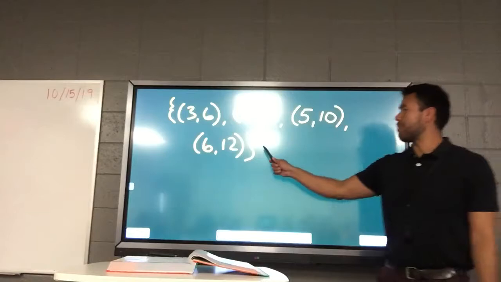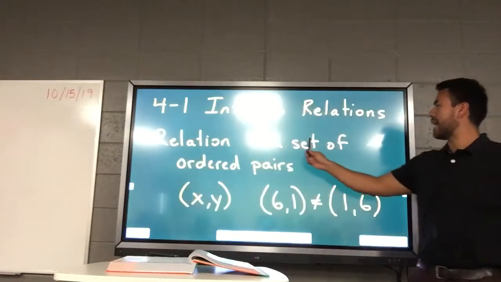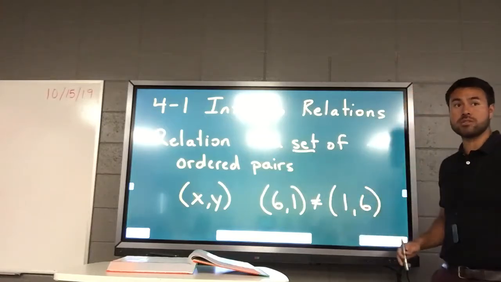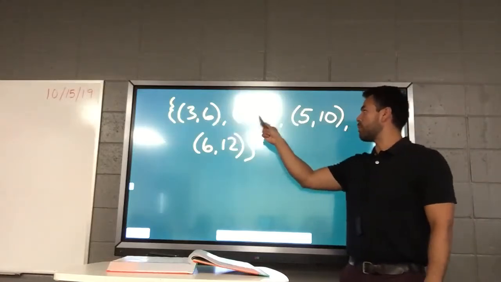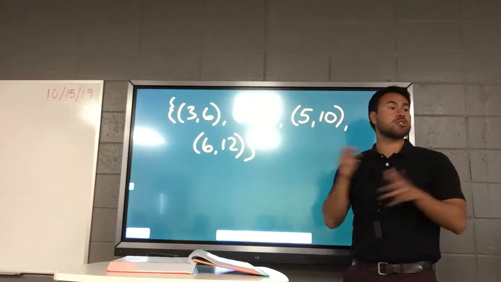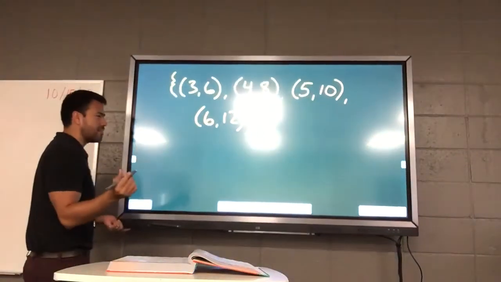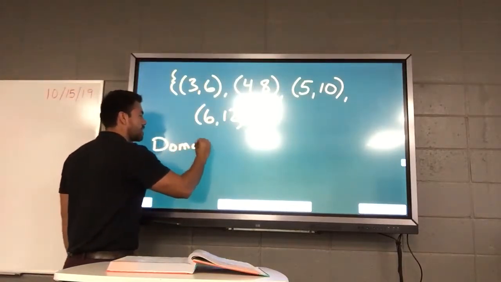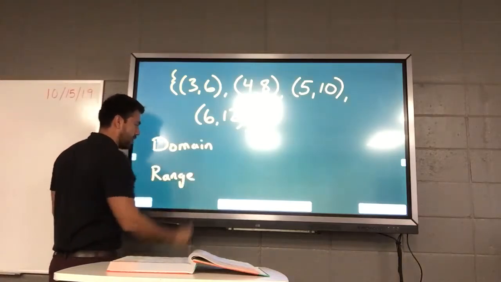All right. Do you guys notice that I have my braces here? We're talking about a set, so we use set builder notation, boys. I have 4 ordered pairs, and these ordered pairs relate to one another in a special way. Now, we're just going to talk about 2 concepts. I think we did this last year, so it's not new. We talked about domain. We talked about range.